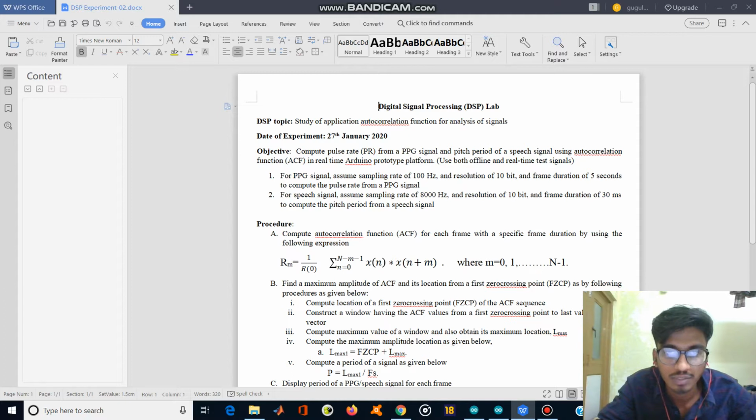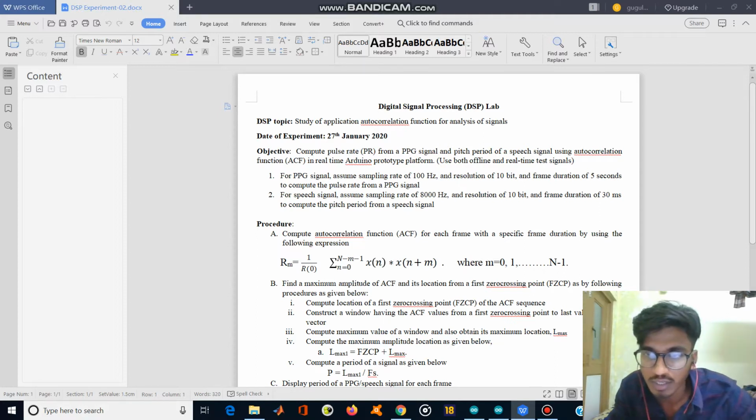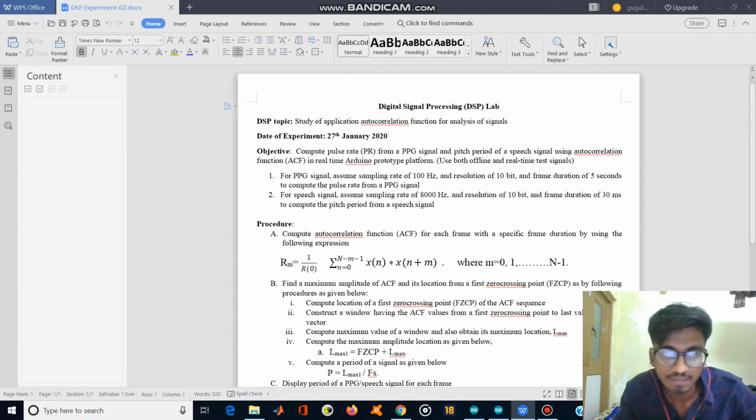Today our topic is study of application of autocorrelation function for analysis of signal. The main objective of this experiment is computing pulse rate from a PPG signal and pitch period of a speech signal using autocorrelation function in a real-time Arduino prototype platform. Use both offline and real-time test signal.